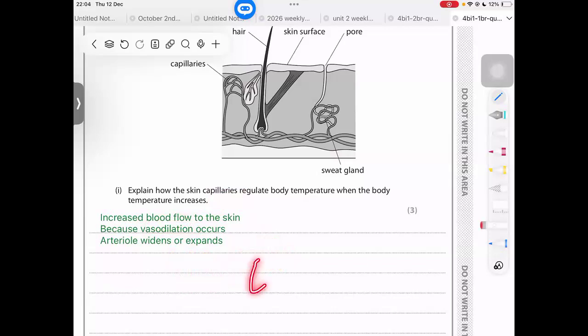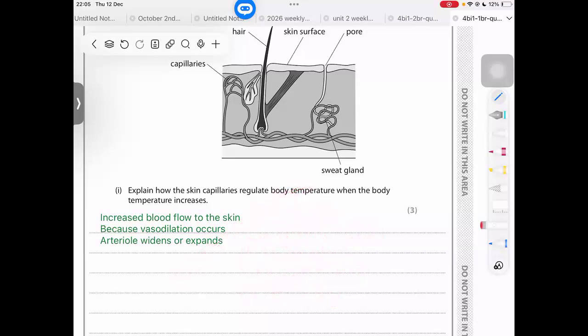But you can't write capillaries widen. They are not giving marks for capillaries widen. You can write vasodilation of capillaries. Capillaries dilate, right? You can't use the word capillaries widen. You had to write capillaries dilate. Capillaries dilate, but arterioles, they have used the word widen.